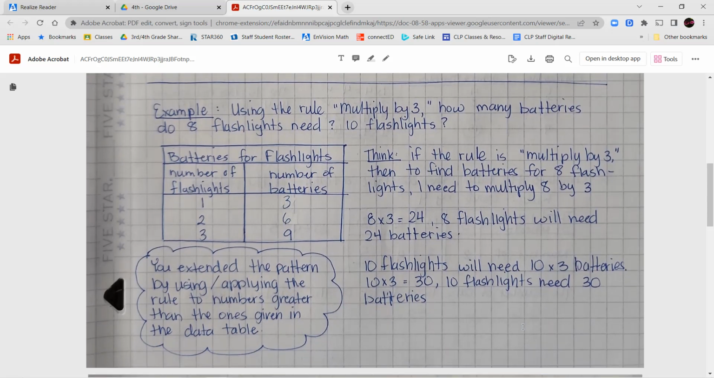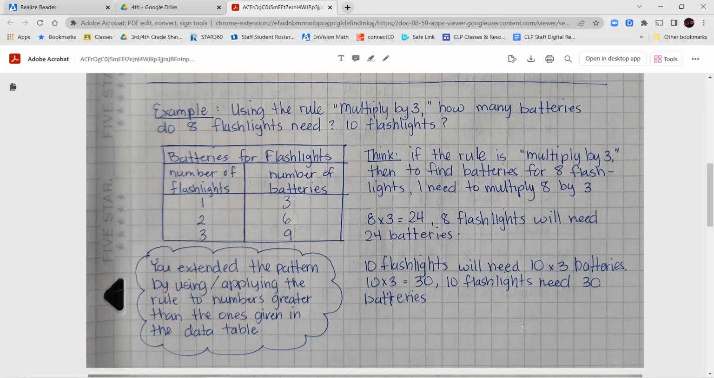Now, using the rule multiply by 3, how many batteries do 8 flashlights need? What about 10 flashlights? So I have my table over here. One flashlight needs 3 batteries. Two flashlights need 6 batteries. 3 flashlights need 9 batteries. So I need to stop and think.